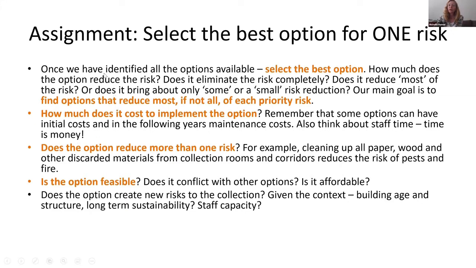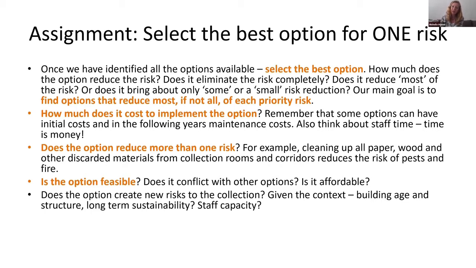Okay, so once you've identified all the options available, you do it for your 3 or your 5 risks and you put all your options there, then you're going to select the best option. And it might be more than one. But you go through this process of thinking what would be the best, how much of the risk would be reduced if I did this. Does it eliminate the risk completely, or just reduce most of it, or just bring about a small risk reduction?